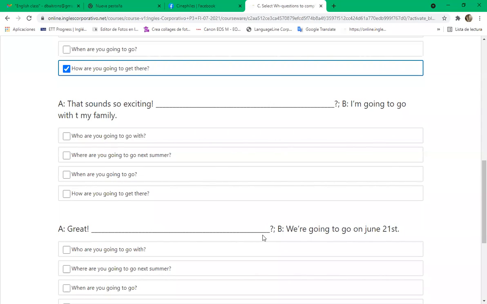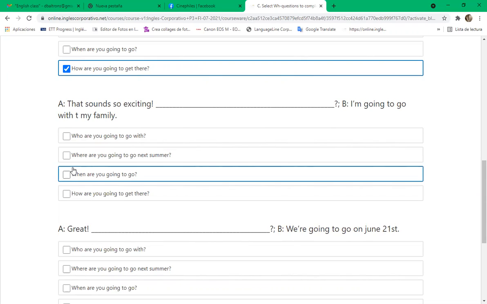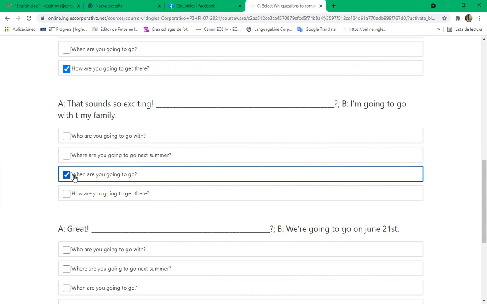Una cosa, yo y esto. Yo, where are you going to go? No entendí cuál es la primera palabra. When are you going to go? When? Oh, when. Sí. Okay, so when are you going to go? Guess when. Cuando. Wilber, guess when. Cuando. Mira la respuesta. I am going to go with my family.